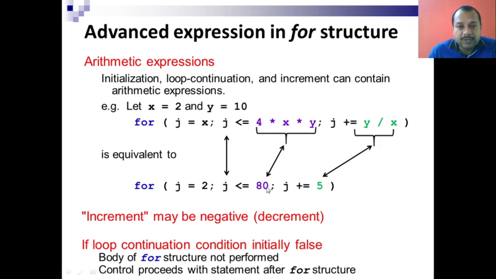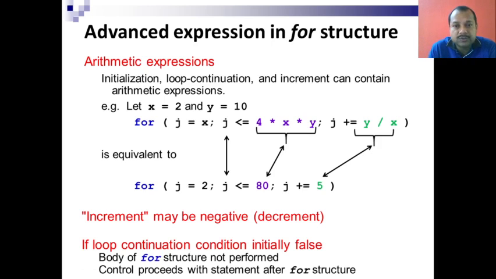So these two are equivalent, and if you look at the second one, this is simple, the for construct with expression 1, 2 and 3, and this particular for construct is evaluated from this for construct, and here it is allowed. But you should keep one thing in mind: if x and y are declared as variables, then this computation, 4 multiplied with x multiplied with y, will be evaluated as 80, or y divided by x will be evaluated as 5, and that will be done during the program execution, not during the program compilation.